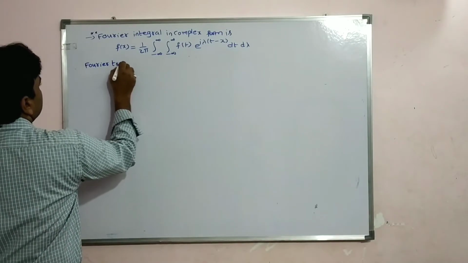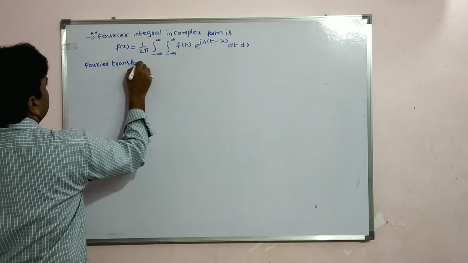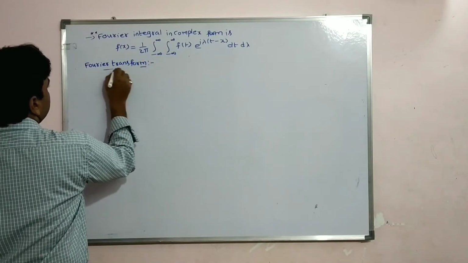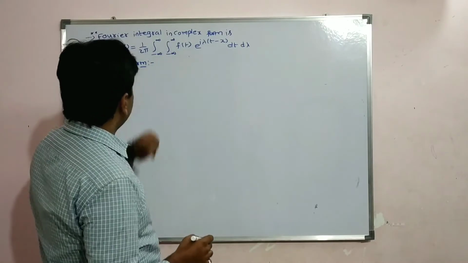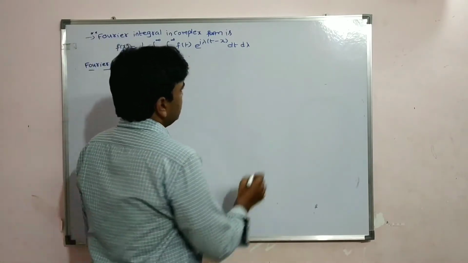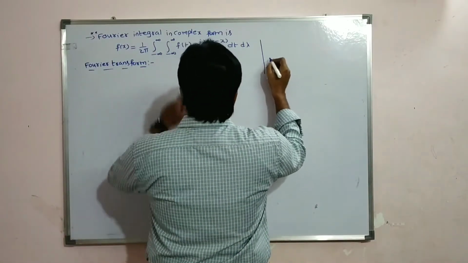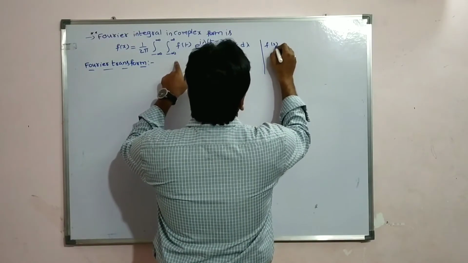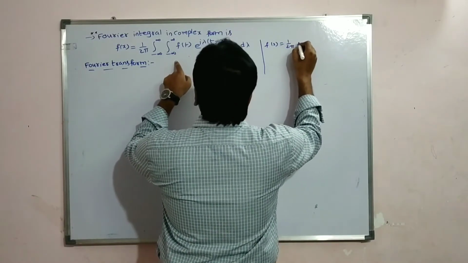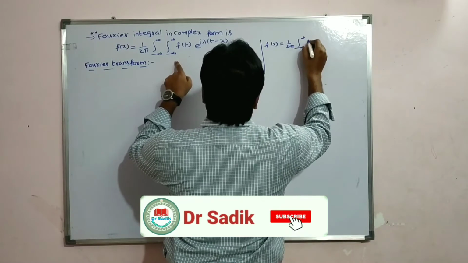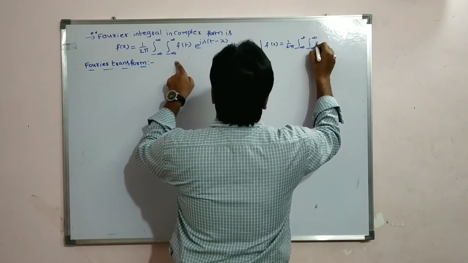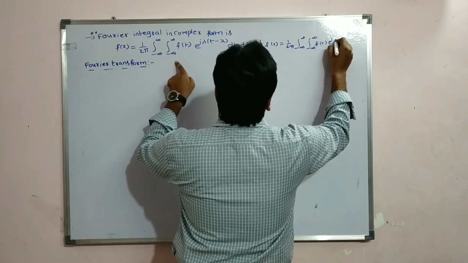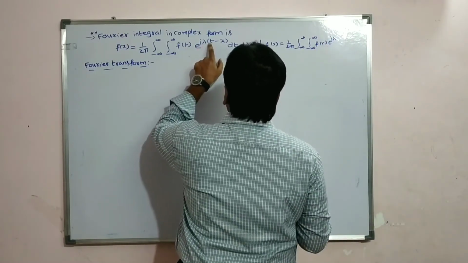Fourier transform. Now this Fourier transform you get from the complex form of the Fourier integral, students. Let us see here f of x is equal to 1 by 2 pi integral minus infinity to infinity, integral minus infinity to infinity f of t e power i lambda t.